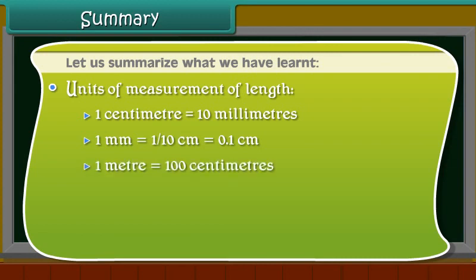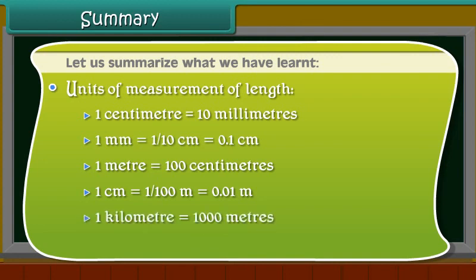1 meter is equal to 100 centimeters. 1 centimeter is equal to 1 by 100 meter. That is equal to 0.01 meter. 1 kilometer is equal to 1000 meters. 1 meter is equal to 1 by 1000 kilometers. That is equal to 0.001 kilometer.